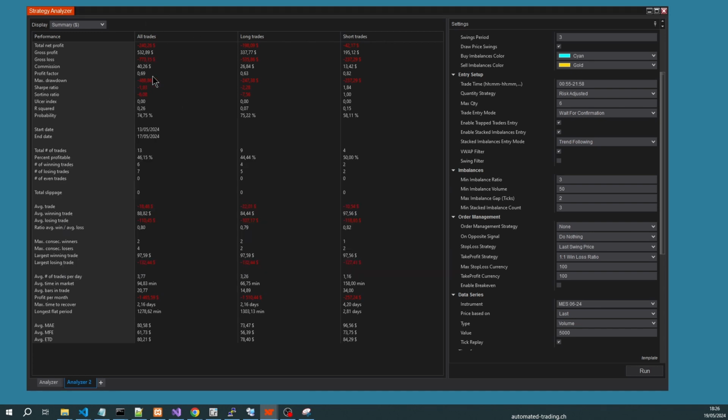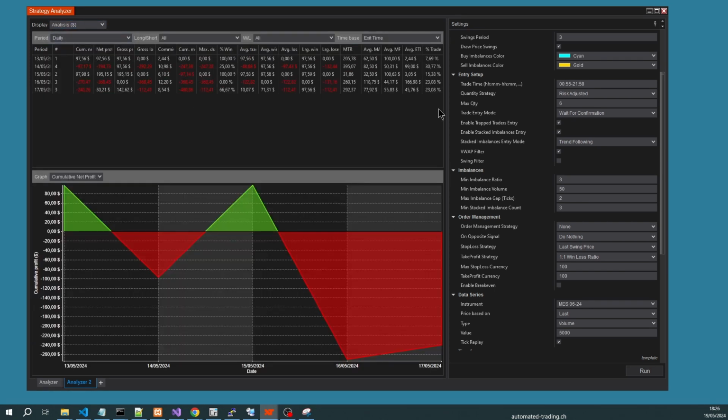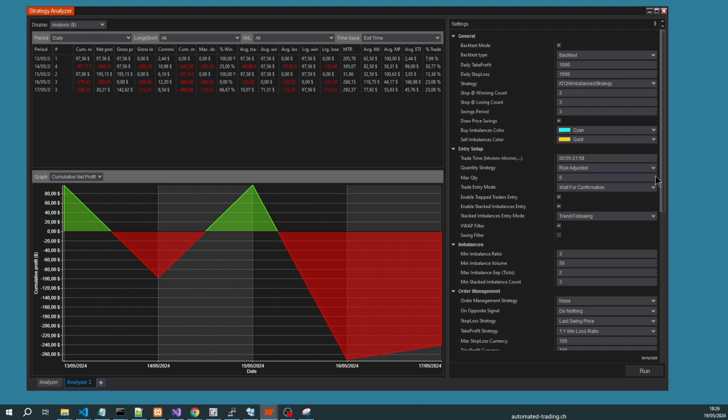So it selected a very bad result. So I think NinjaTrader started to give a very bad result here. So yeah, this is how you run optimization. I had bad luck with this one, but this is the general way to run optimization.